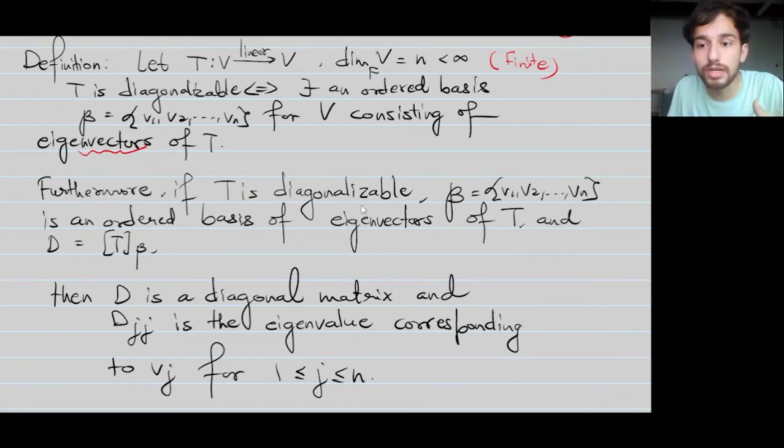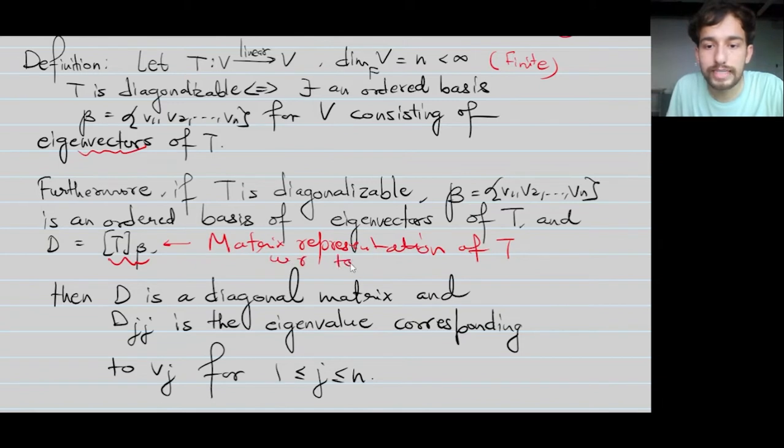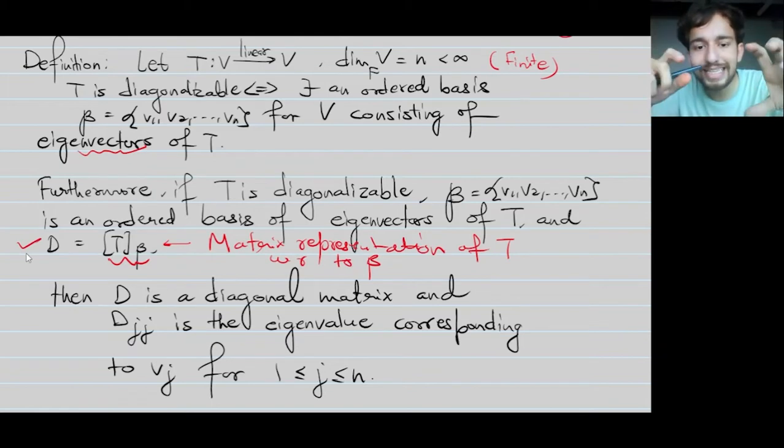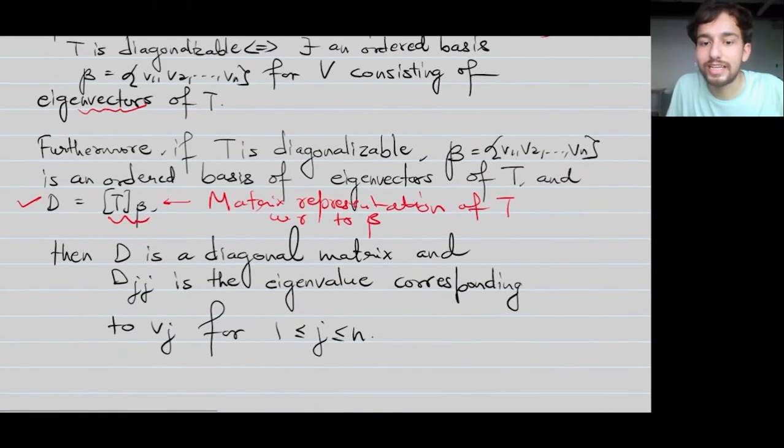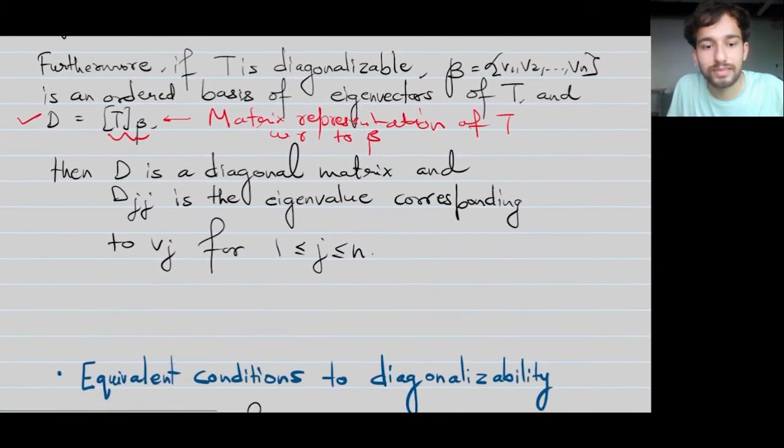Furthermore, if this T is diagonalizable and beta is an ordered basis of eigenvectors of T, then what is my matrix representation? This is nothing but the matrix representation of my operator T with respect to beta. If I give this matrix the name D, then this D is a diagonal matrix, and the elements of the diagonal are the eigenvalues corresponding to those eigenvectors which I have found earlier of the linear operator T. So that's all. I hope it makes sense.